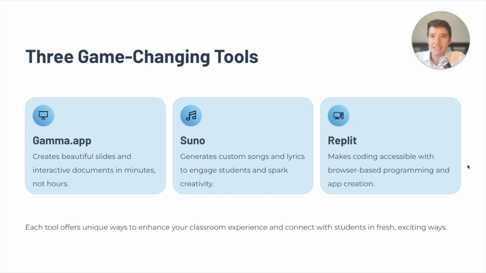For a bit of context, you already know ChatGPT. That's an example of a large language model, or an LLM. While Gamma, Suno, and Replit are not technically LLMs themselves, they are built on top of them. You can think of LLMs as the brains behind these tools, providing the intelligence that powers the magic. And lastly, as I demo the use cases for each tool, you'll even get a glimpse of how I leverage each of these tools to bring this very presentation to life.